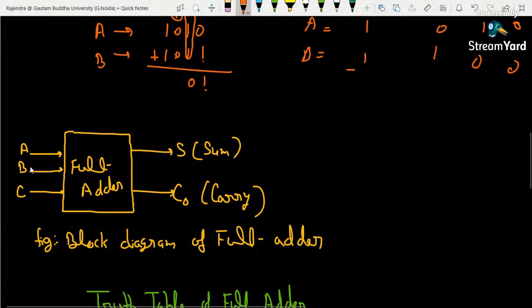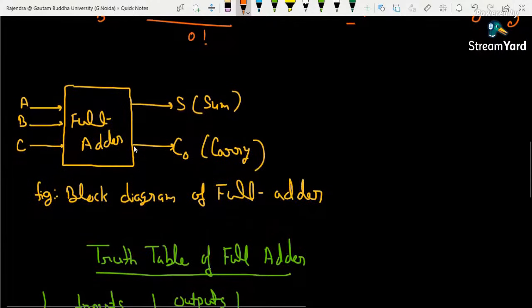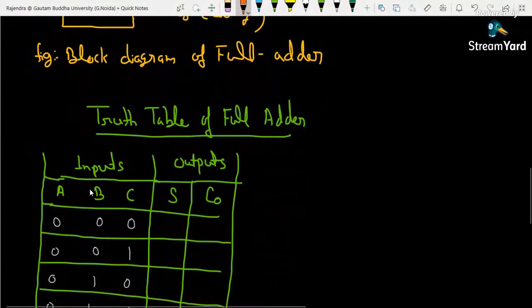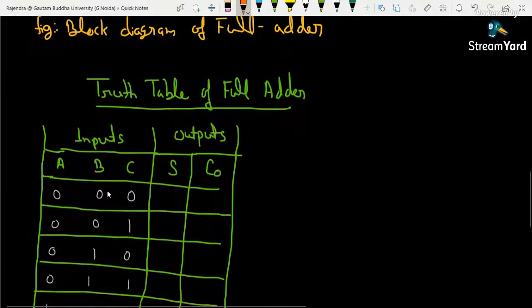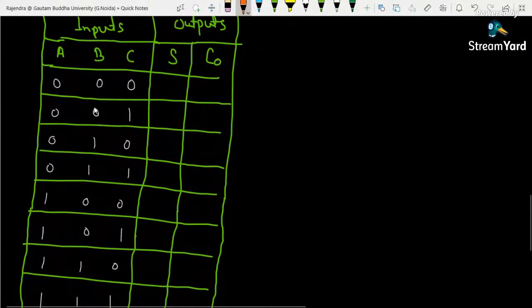Okay, the block diagram of the full adder. Here there are three inputs A, B, C, and two outputs S and C naught. S is the sum and C naught is the carry. So now the truth table of the full adder. Because the full adder circuitry has three inputs A, B, C, with the help of the three inputs we write all possible combinations in a truth table. I have written here first all possible combinations for the inputs.